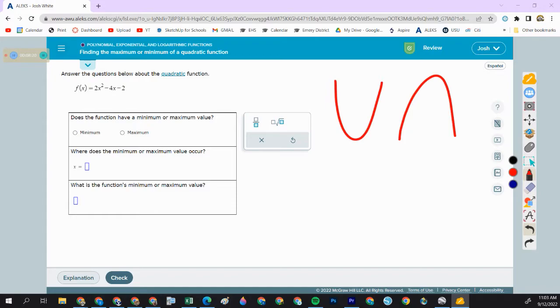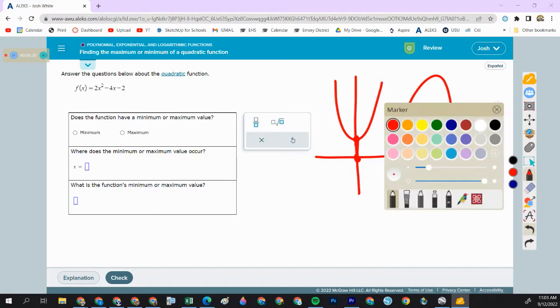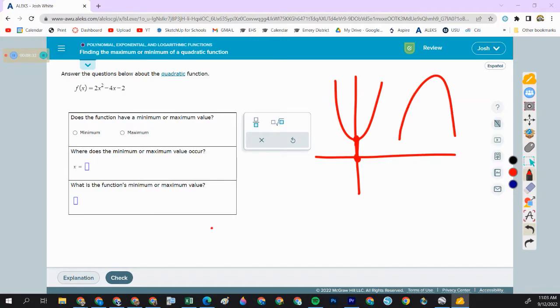Okay. So where does the maximum value occur? It wants to know what is the x coordinate of the maximum, or the minimum in this case. So -b over 2a, that would be 4 over 2 times 2, which is 1. So the x portion of the minimum is 1.